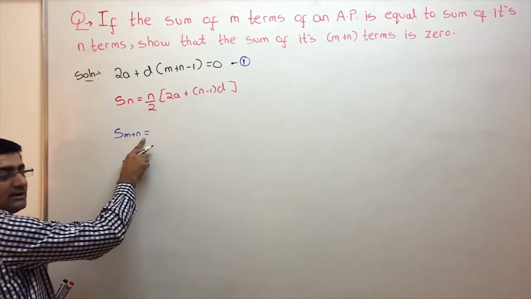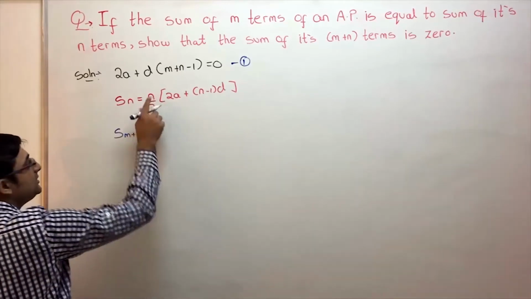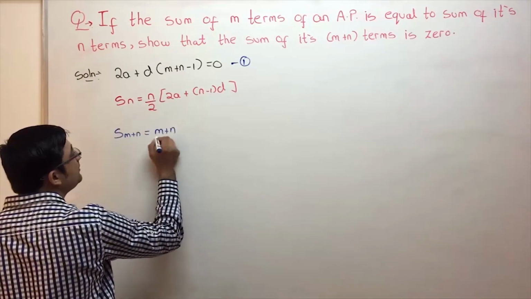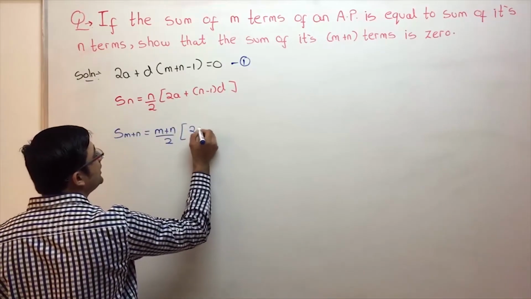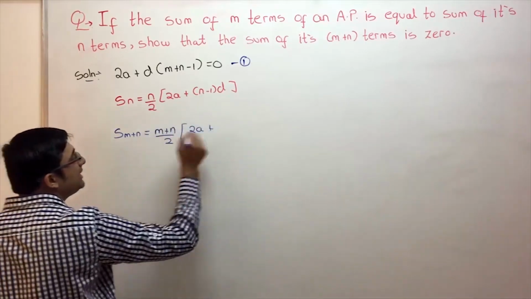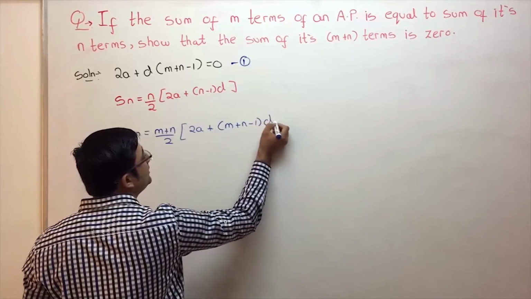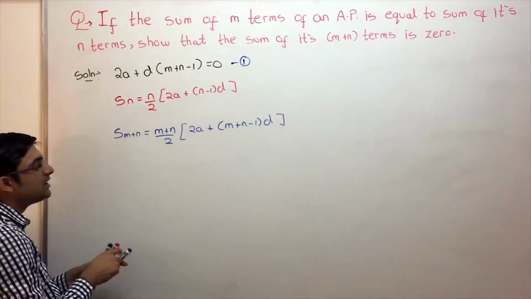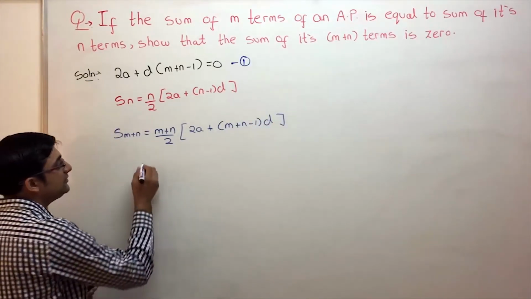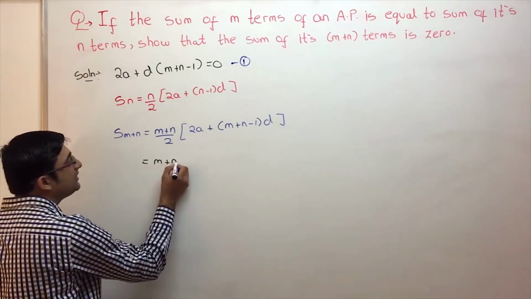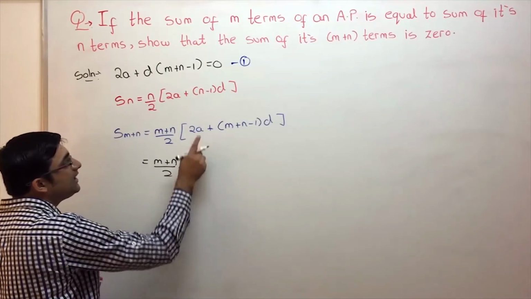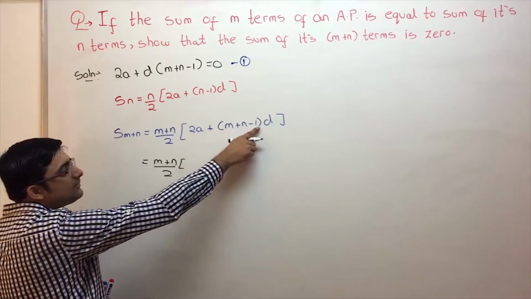So what is the sum of m plus n terms? Just replace n by m plus n. So it becomes m plus n by 2 into 2a plus, replace n by m plus n, so m plus n minus 1 into d. Is this clear? Now, how do we solve this? So this is equal to m plus n by 2, and now we have 2a plus m plus n minus 1 into d.